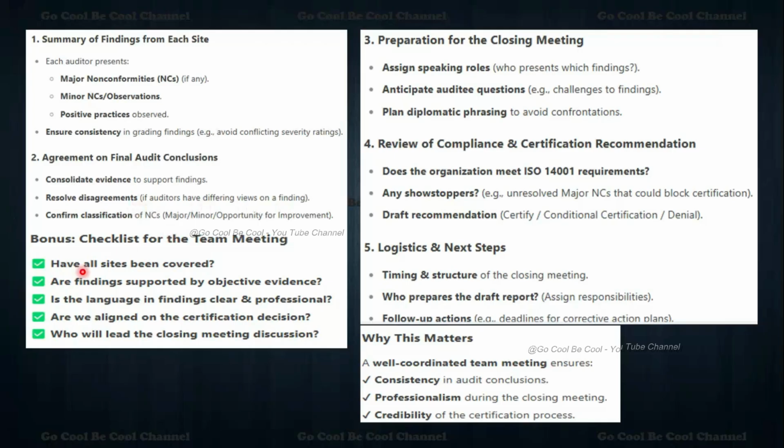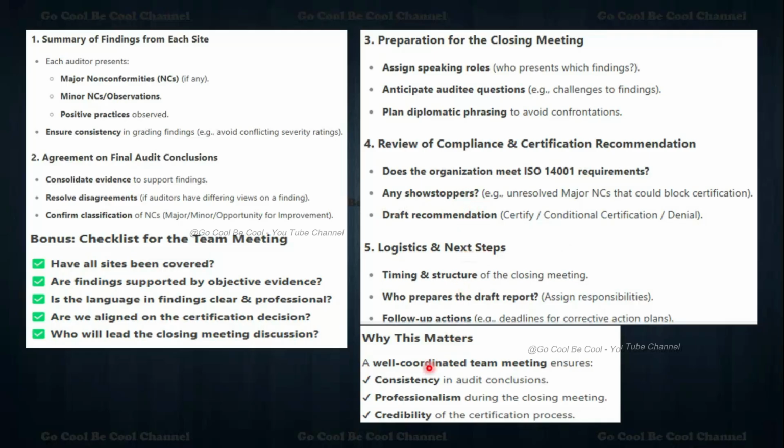Confirm classification. Point number 3, preparation for the closing meeting. Assign speaking roles, then anticipate auditing questions and plan diplomatic phrasing. So, review of complaints and certification recommendation. Does the organization meet ISO 14001? Any show stoppers available? Draft recommendation, logistics, and then next steps are also available.